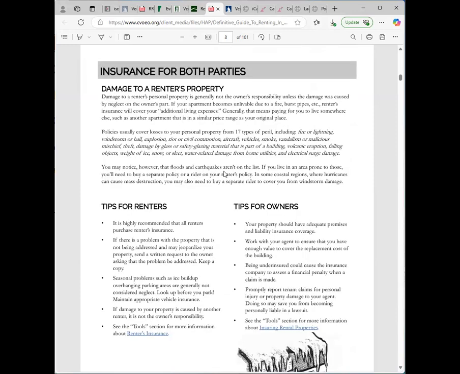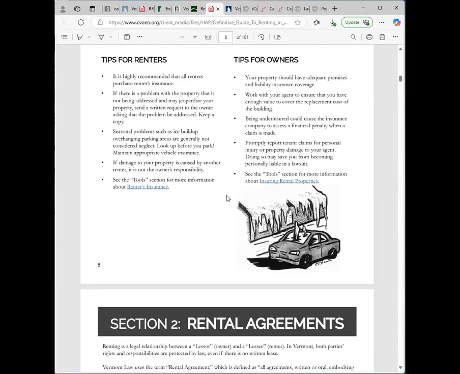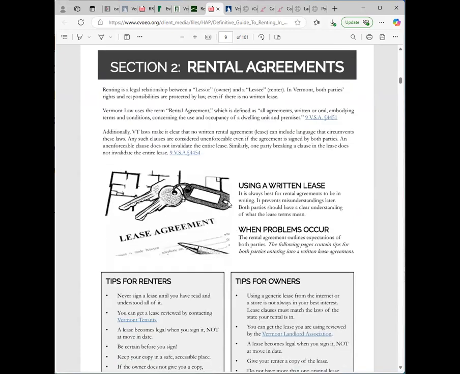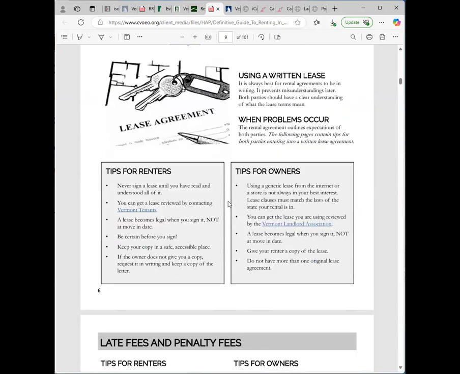Insurance for both parties, tips for renters, tips for owners. Basically, you're making sure that a renter knows that if there's a loss at the property, the owner will use their insurance to get the property back. The renter cannot get their personal property back unless they have renter's insurance to cover that as well. Rental agreements, what should be written in a lease, when problems occur.